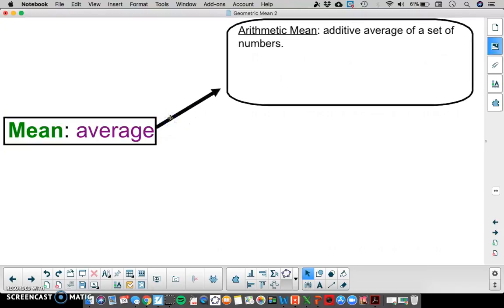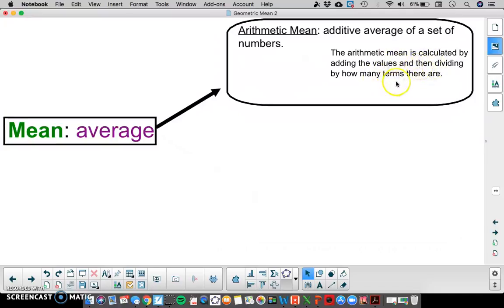First is one that you know, called the arithmetic mean. It's an additive average of a set of numbers. It just means that we would add the values together and then divide by how many terms there are. And that's the type of average that you're used to doing.